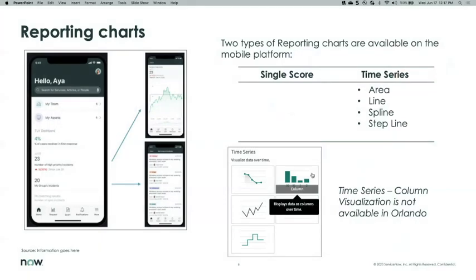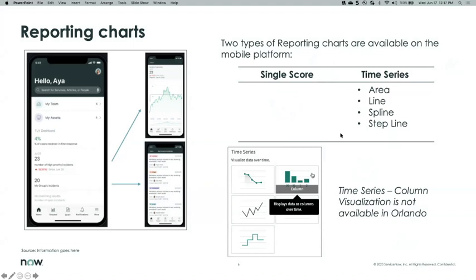So for the reporting charts, there's two there. A single score and then time series. So with a single score, you would see a score very similar to this. And then when you clicked on it, you would go to a list view. And then if it happens to be a time series report, which is not shown on this preview, when you clicked on it, it would go to a chart as well.